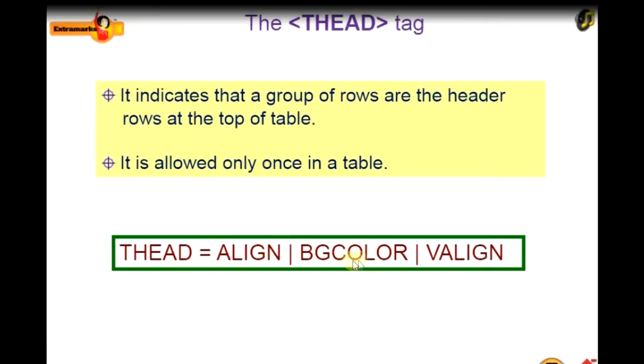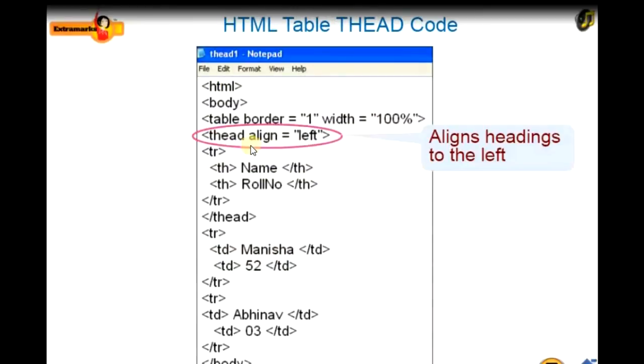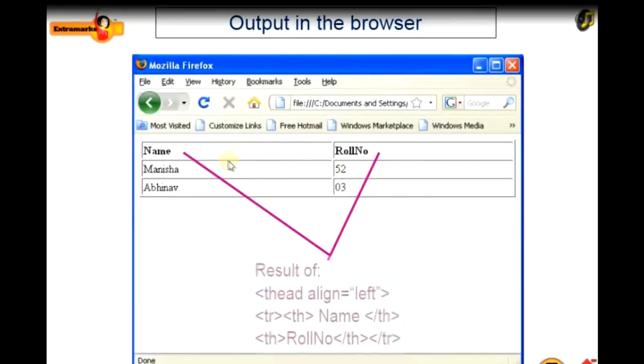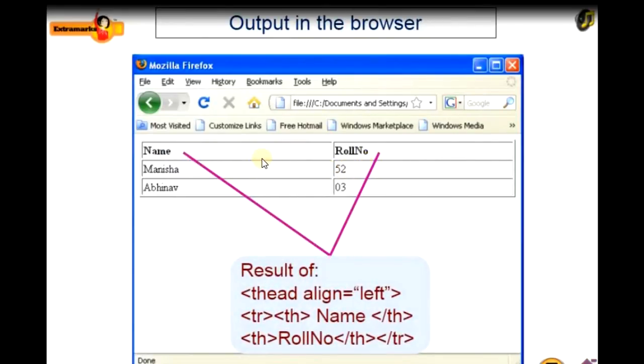T head: align, BG, V align. So what are these? These are the attributes of this. Now T head, align left. TD, TR, TH, table heading. Look here: name, roll number.